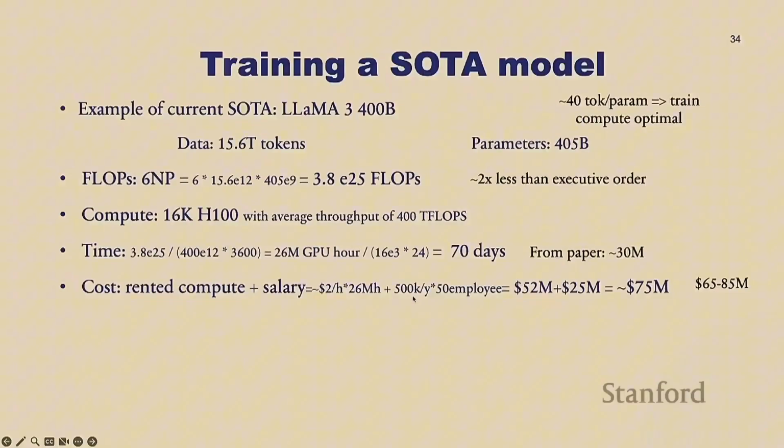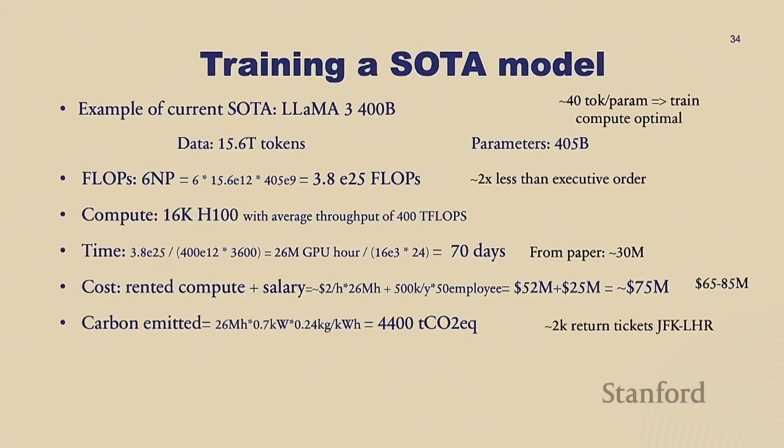Now salary, I said 50 employees, 500K per year. It's probably the right ballpark, 25 million. So if you put it all together, around $75 million for training this Llama model. I'm probably off by like 10 million, but that's the right ballpark.